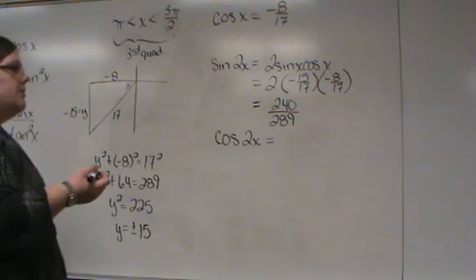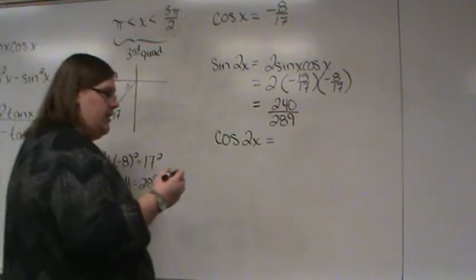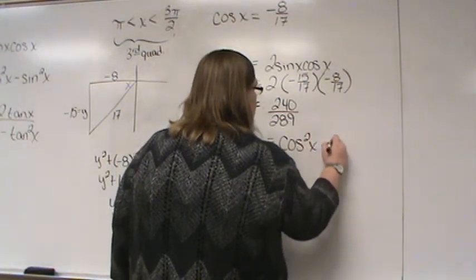All right, so for cosine of 2x, what do we use? The identity, cosine squared x minus sine squared x. So you guys want to use the cosine squared x minus sine squared x?